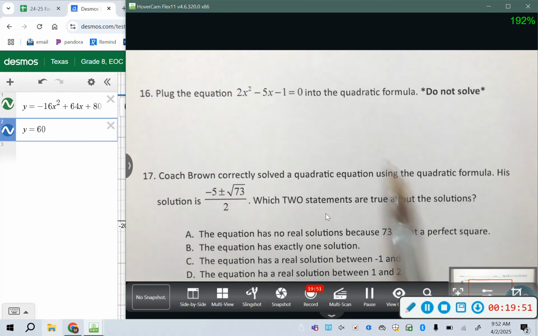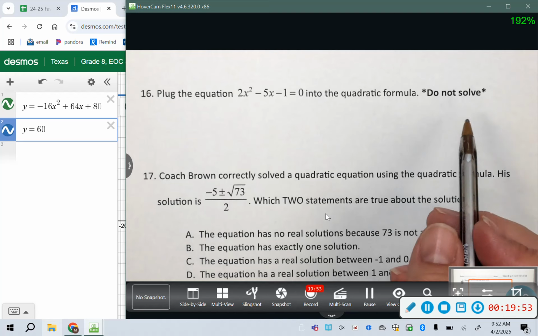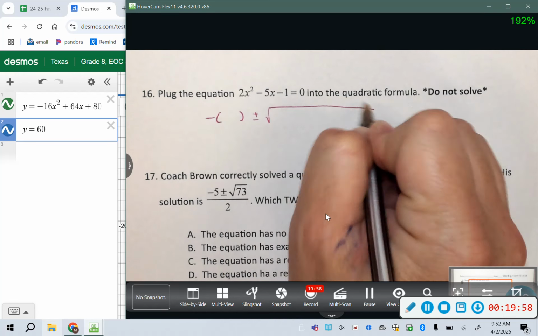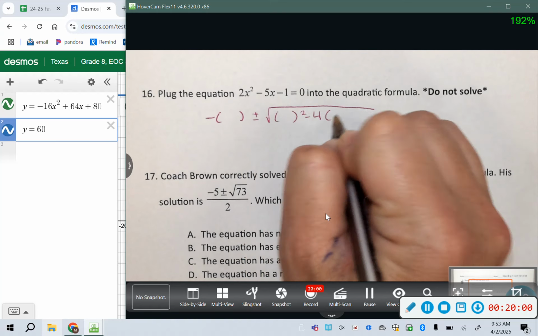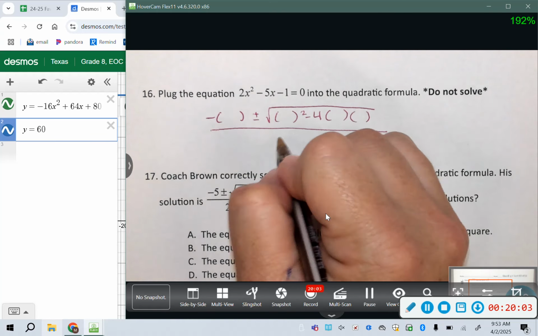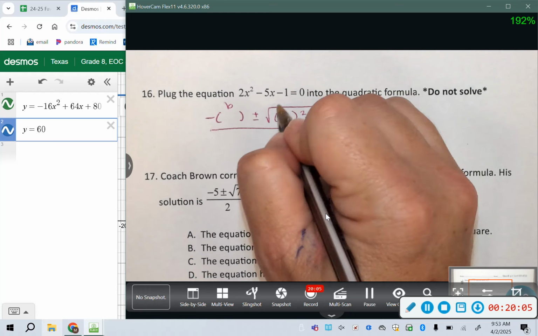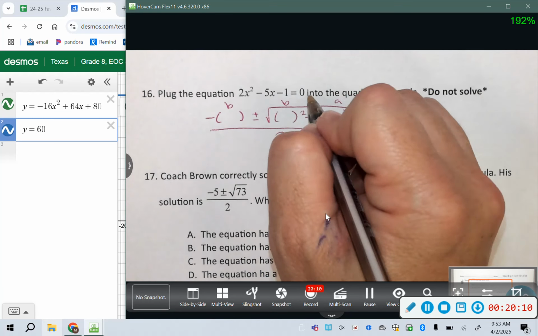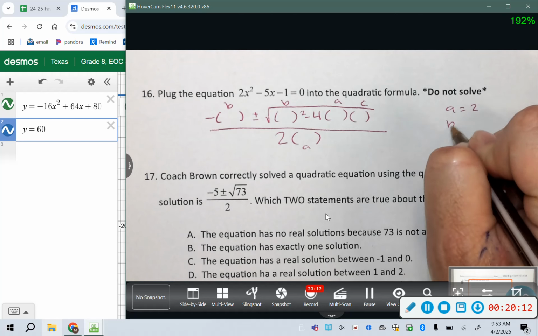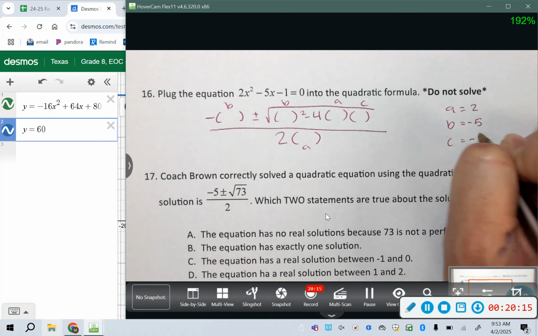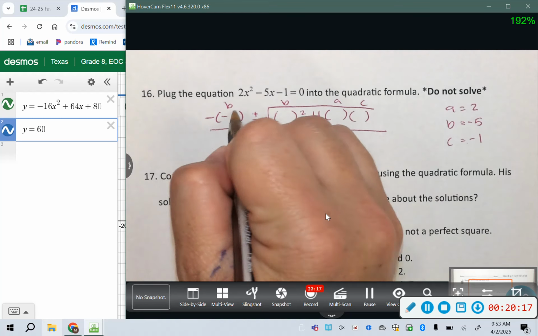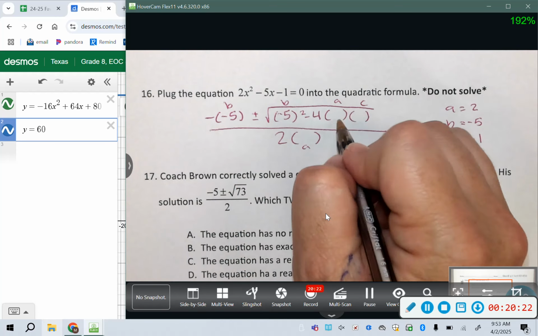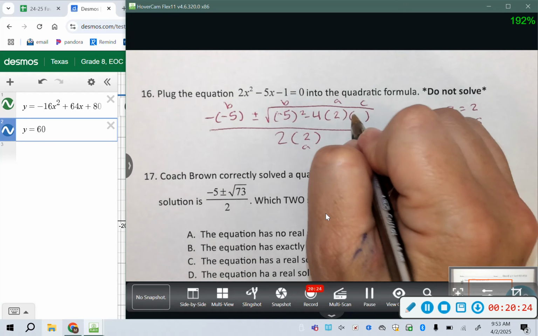Number 16 says plug the equation into the quadratic formula. Do not solve. So it just wants us to plug it in. So negative b plus or minus square root b squared minus 4 times a times c all over 2a. Remember, you don't have to memorize this. It is given to you on the formula chart. So it's already equal to 0, so I know a equals 2, b equals -5, c equals -1. So b is -5, a is 2, c is -1. There you go.